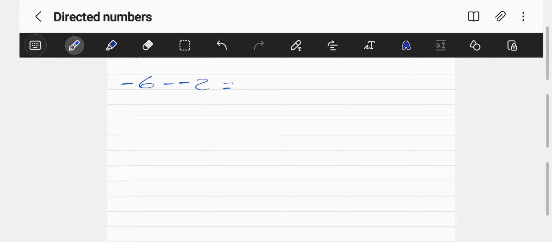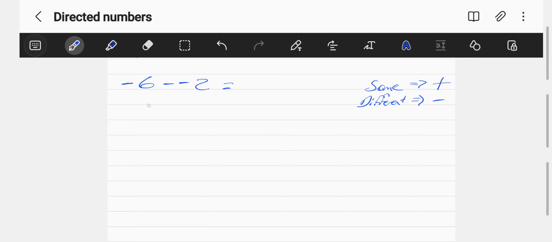So it says negative 6 minus negative 2, or we can say it as negative 6 minus minus 2. All right, so we're going to apply the rule that we learned. We see two signs beside each other. Remember, when the signs are the same, we add. When the signs are different, we subtract, right? So in this case, the signs are the same.